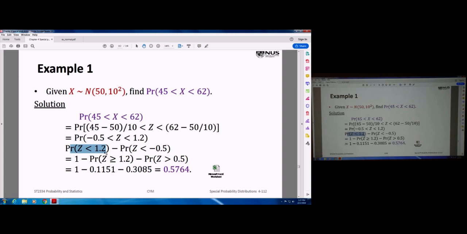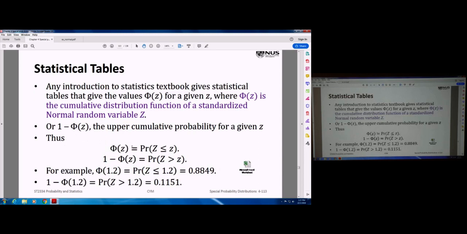Now, to get this number, the probability that Z is less than 1.2, there are some nice tables which tell you what that number is, and apparently it's 0.5764. Statistical tables. I'm not very happy about this. I don't like statistical tables, but I'm obliged to tell you about them, so I will. The reason is that this is a computer age. Nobody uses statistical tables.